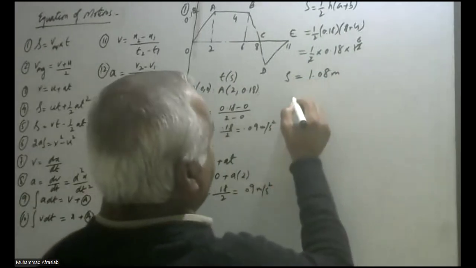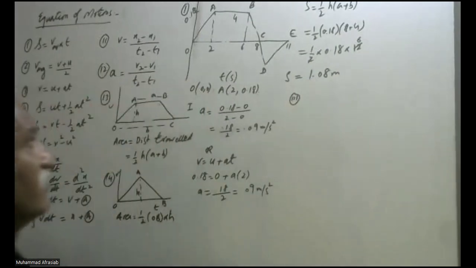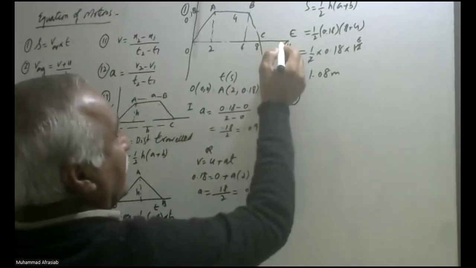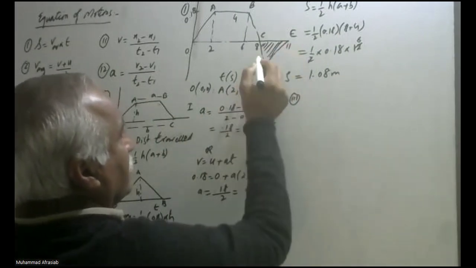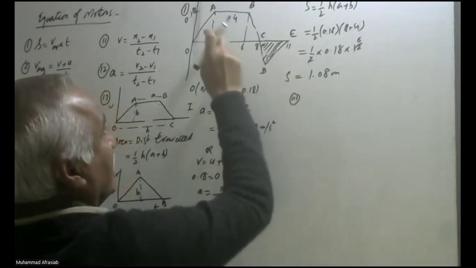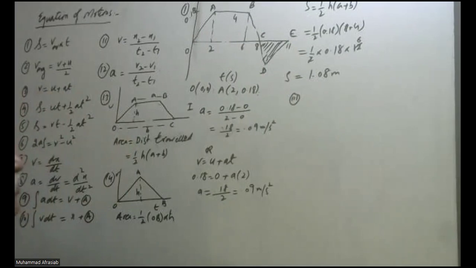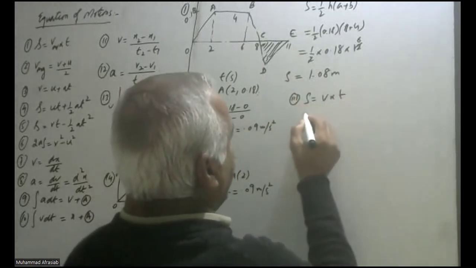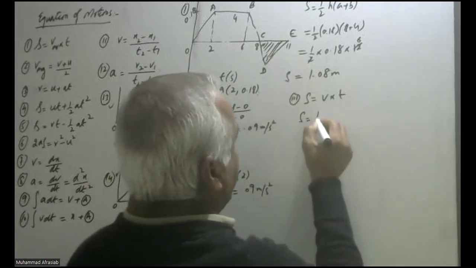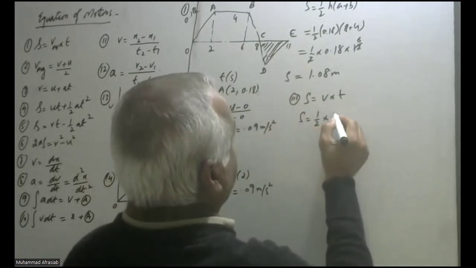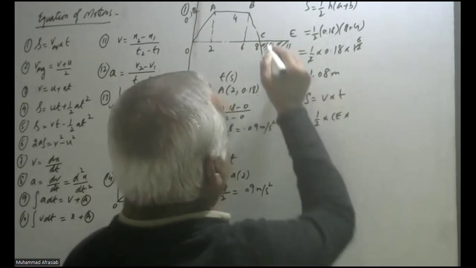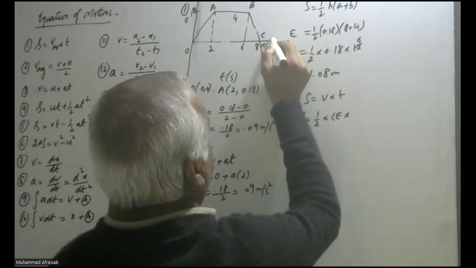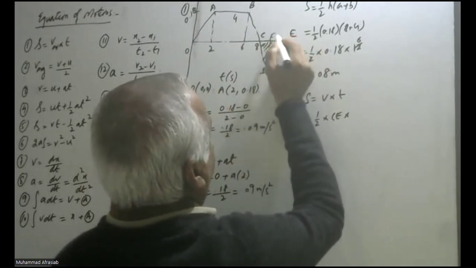Then they are asking for the third part, the greatest speed while it is returning back to the starting position. Since this is the region where it moves in the backward direction, the area of OABC is equal to the area of this triangle CDE. So we know that distance is equal to velocity into time, and here distance is equal to the area under this curve. So that is equal to half into the base, which is CE, and the height, which is DF.